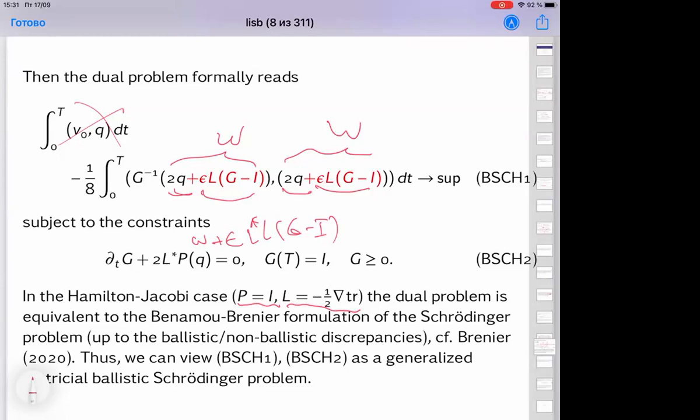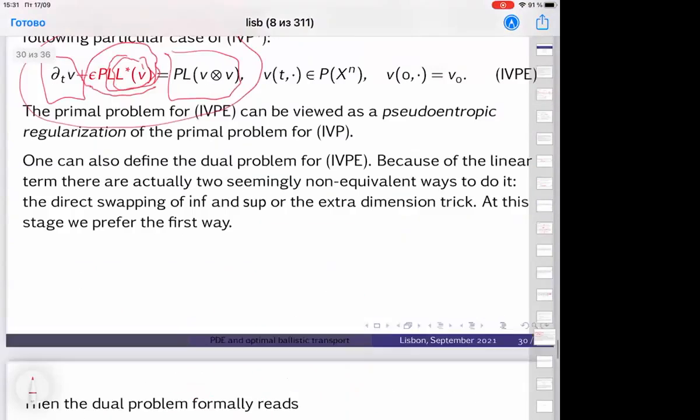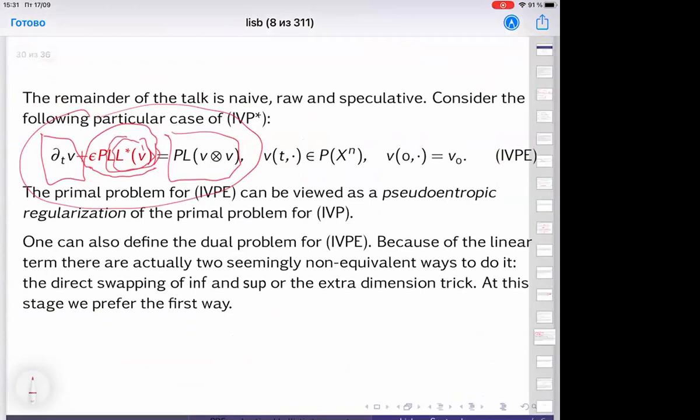Also Jan does these calculations for this particular example, not in this general framework, but for this particular example, in his notes. He has big notes about hidden convexity, a preprint and a kind of draft of a book. And there he does this calculation for the Schrodinger problem and justifies that you get the Schrodinger problem as a dual problem from the Hamilton-Jacobi, but with this regularization already. So in some sense, you take Hamilton-Jacobi-Bellman, right?